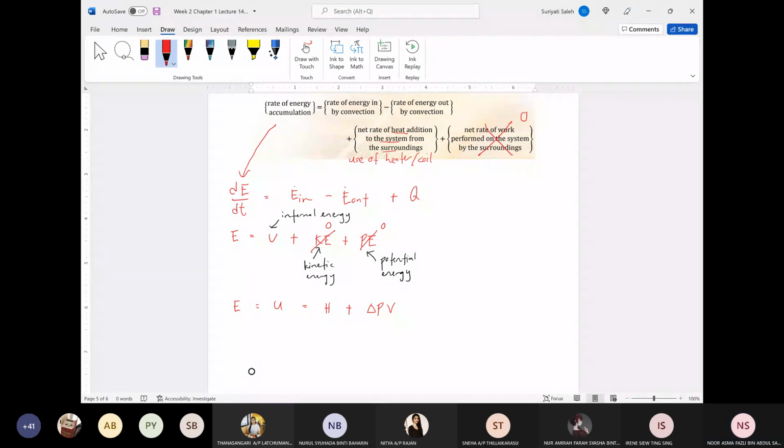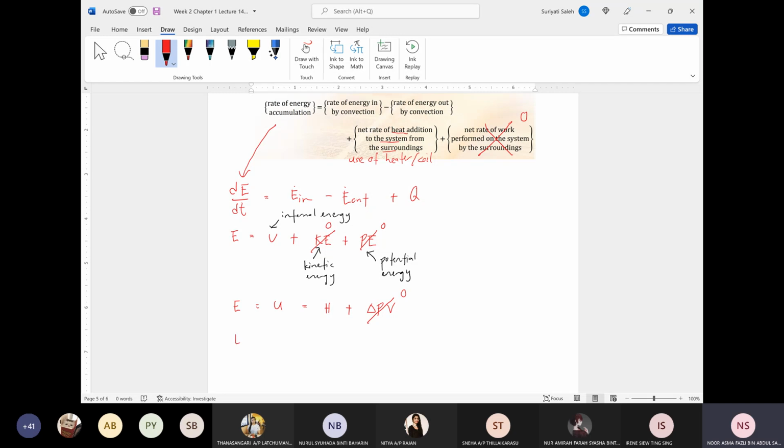Again, in the blending system, normally we operate under ambient pressure, atmospheric pressure. So the pressure is not going to change. So when the pressure is not going to change, then we further reduce the equation, so that the delta PV becomes 0. That leaves us the energy in the form of the enthalpy.